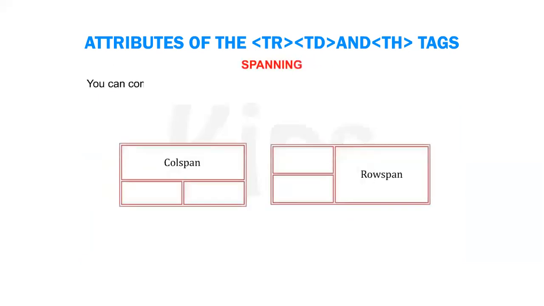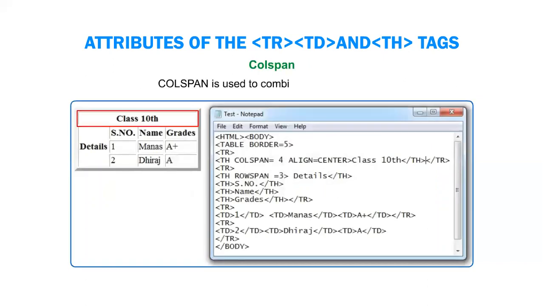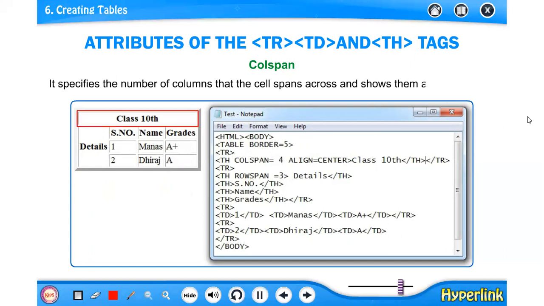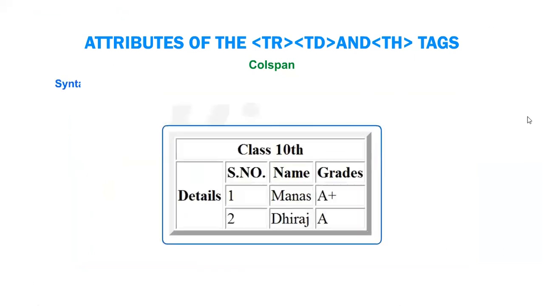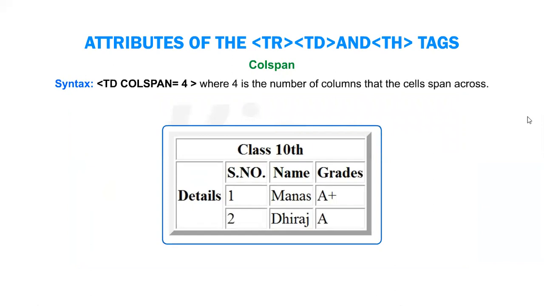Spanning. You can combine two or more cells in a column or a row to make a single cell. It is useful for displaying headings and titles in consecutive rows or columns. Colspan. Colspan is used to combine cells horizontally. It specifies the number of columns that the cell spans across and shows them as a single cell. Syntax: TD colspan equals to 4, where 4 is the number of columns that the cells span across.